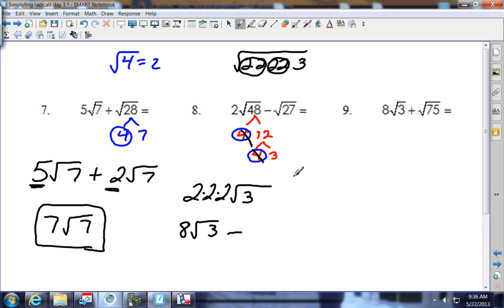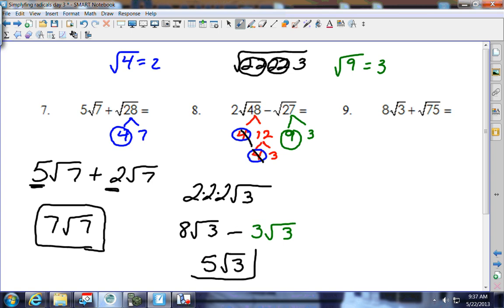Minus, now I have to do 27. 27 breaks up as 9 times 3. 9 is a perfect square. The square root of 9 is 3. So I get 3 square root of 3. Now they're both the same, the square roots are. Now I can subtract. I have 8 minus 3, which is 5 square root of 3. That's my answer.